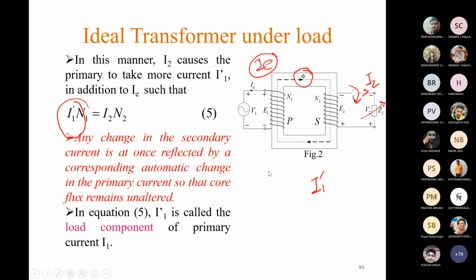So here I1 dash is called the load component of primary current I1. So now the primary current is not IE only. After closing this switch, the primary current is not IE only, it is I1. Okay, and this I1 is equal to IE plus I1 dash. Sorry, it is I1 dash. I1 dash. Okay, let me correct it.